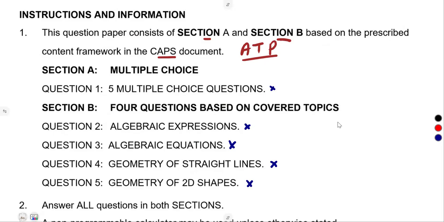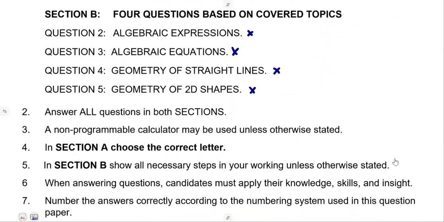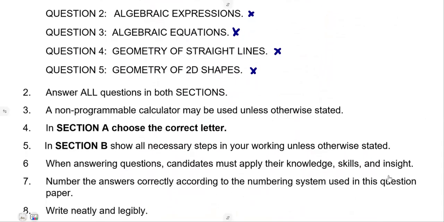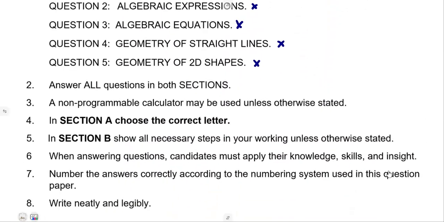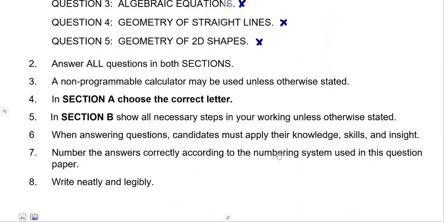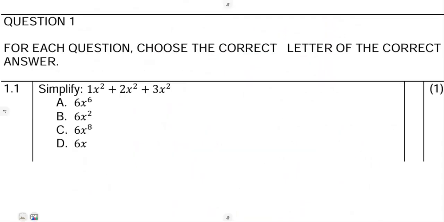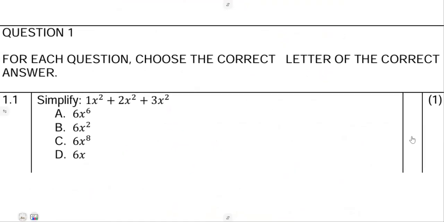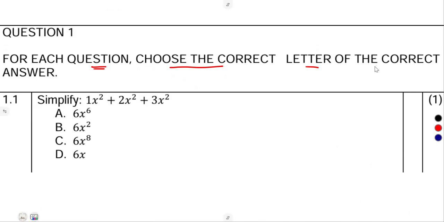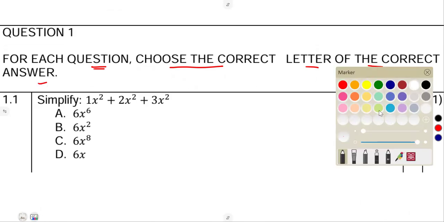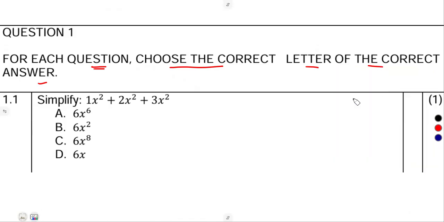I have introduced each and every topic, so make sure that you go through and understand the topics before you attempt question papers. As an individual, learn the basics, know the basics. Understand each and every basic of the topic that you are given. Without wasting our time, make sure that you read each and every instruction. On question 1, for each question, choose the letter of the correct answer. There are letters A to D that you are supposed to choose from.